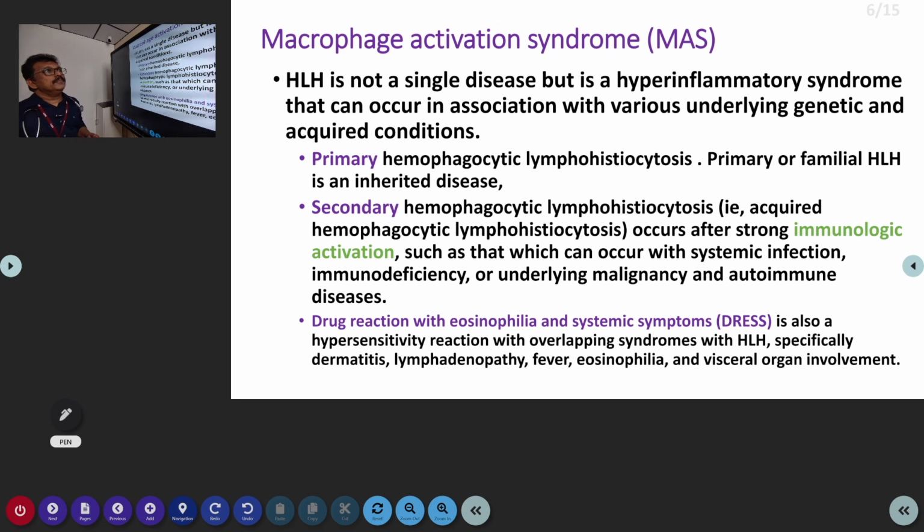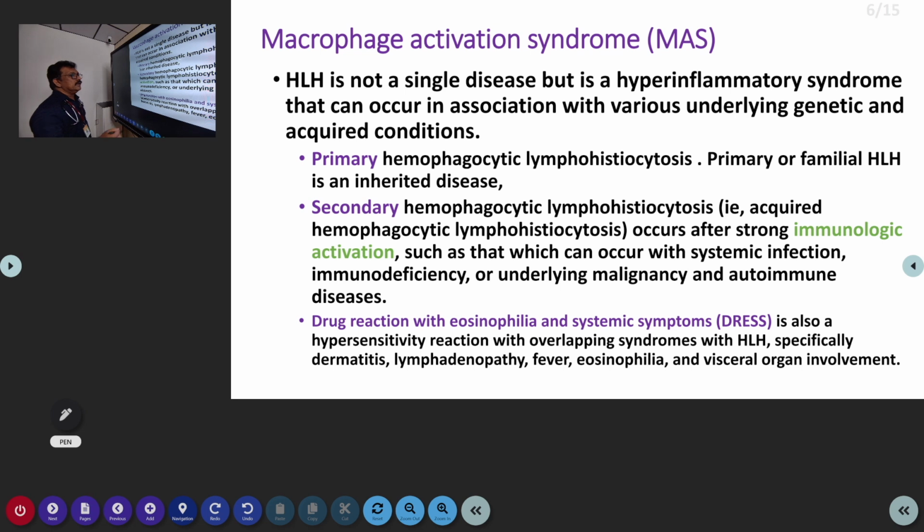So it's a hyperinflammatory syndrome or inflammatory dysregulation syndrome. Normally, whenever there is an inflammation, that inflammatory process is regulated by our body, but here it is completely not under control and is in a dysregulated manner. Primary hemophagocytic lymphohistiocytosis is a primary disease without any other secondary disease. So that is a genetic or inherited disorder.